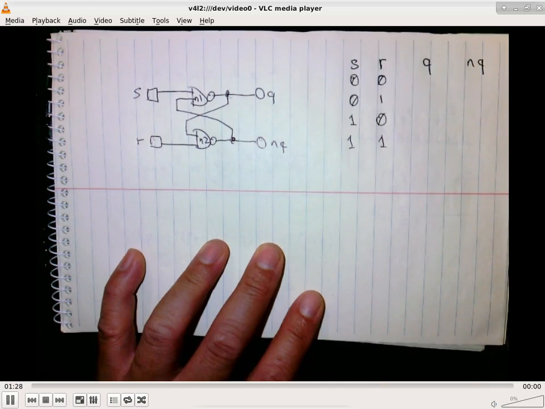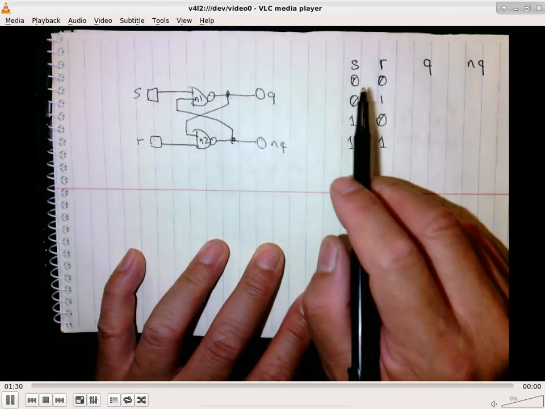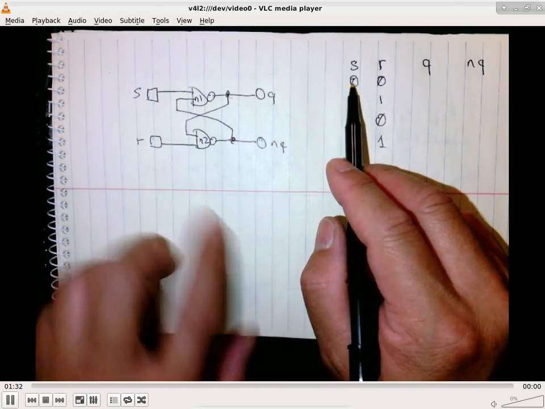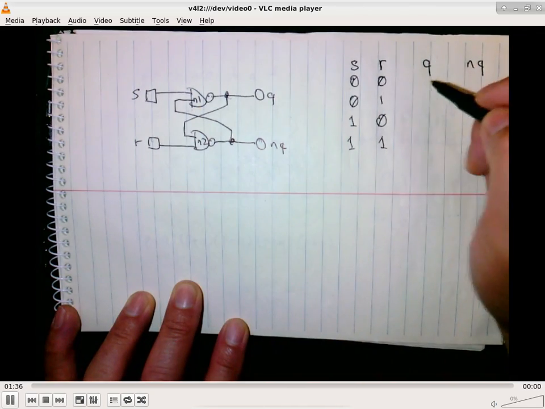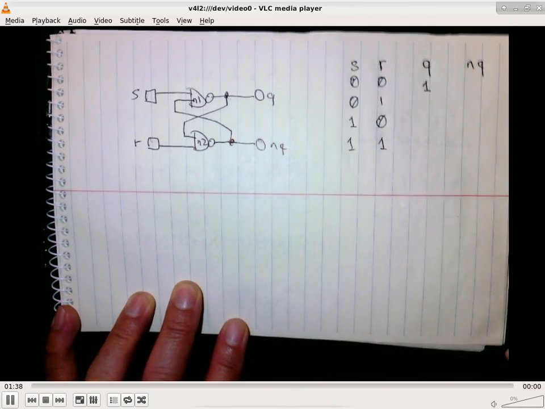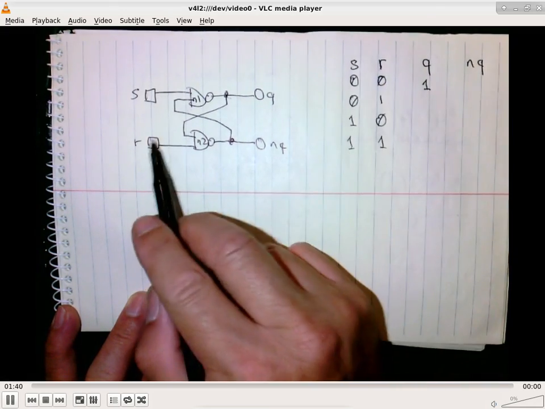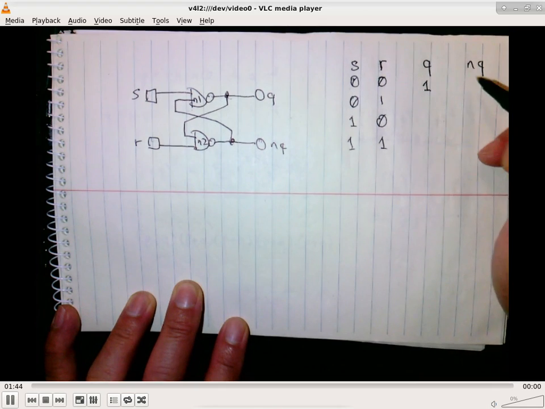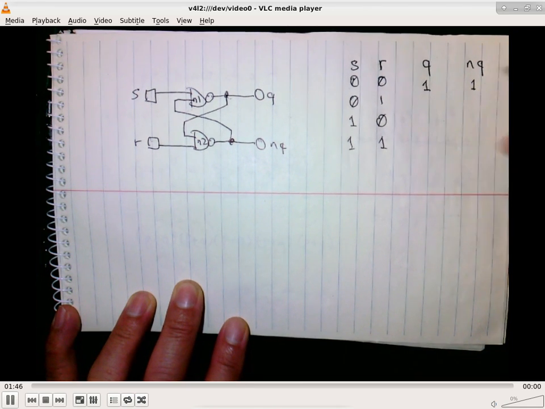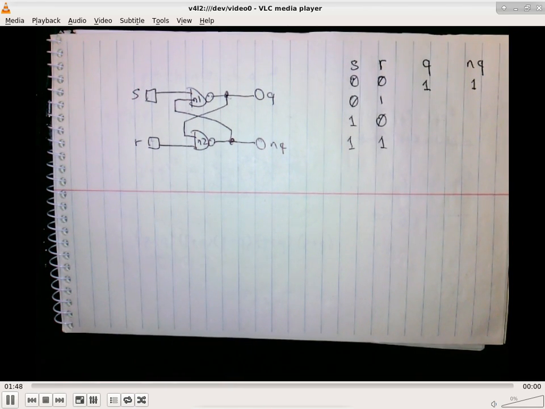So what we'll do is we're going to take a look and say, when S is 0, this NAND 2 gate is going to output a 1 regardless. That means Q is always going to be a 1. When R is 0, this NAND 2 gate N2 will always output a 1, so the NQ is guaranteed to be a 1. Is the first row of the table doing okay with you? Okay. Let's take a look at the second one.